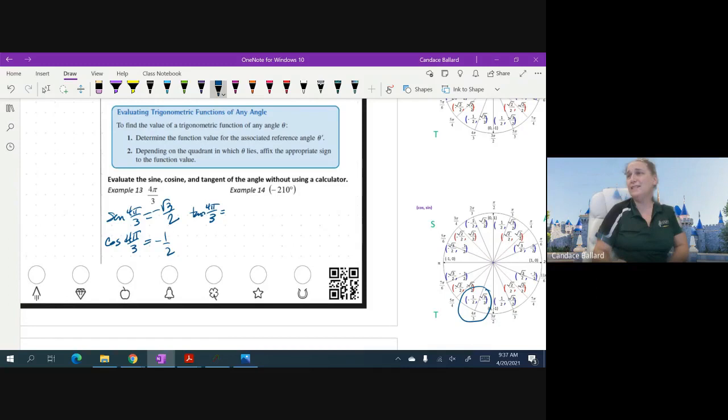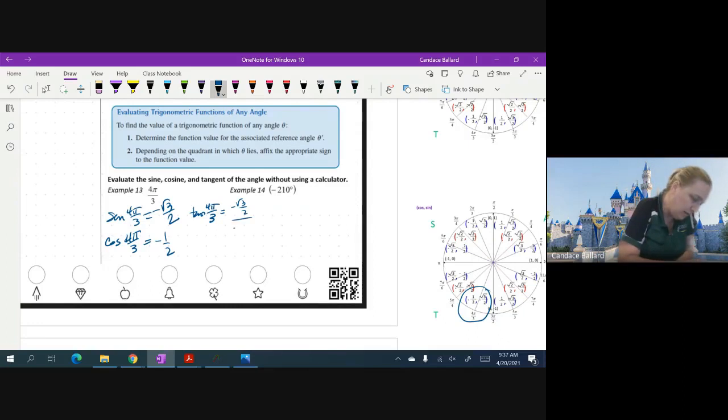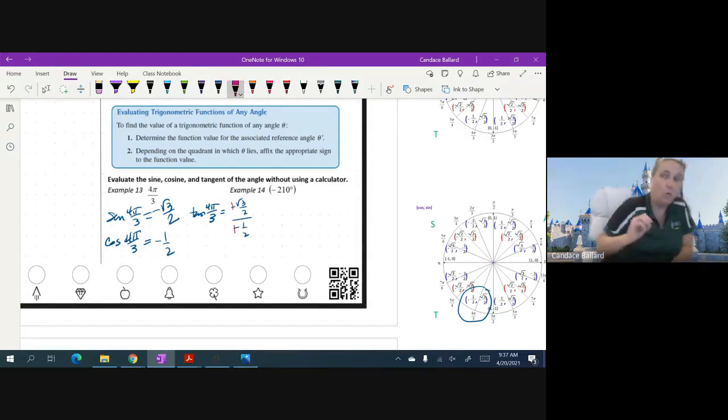Oh, we're going to divide the sine by the cosine. Good. So I'm going to write negative square root of 3 over 2 divided by negative 1/2. The good news is my double negative goes positive. What can I do right here? So what am I allowed to do? What was the shortcut we learned last week?